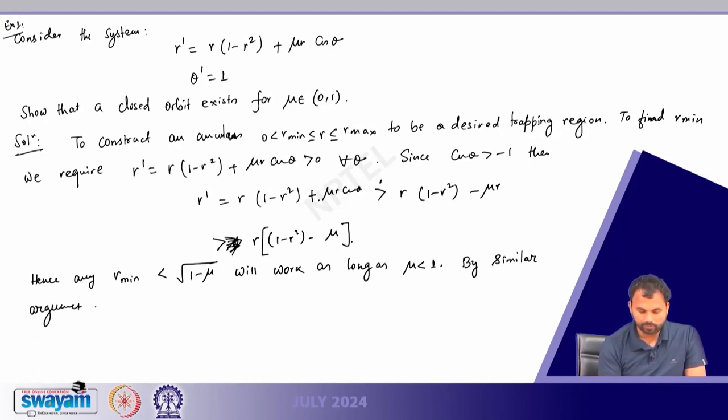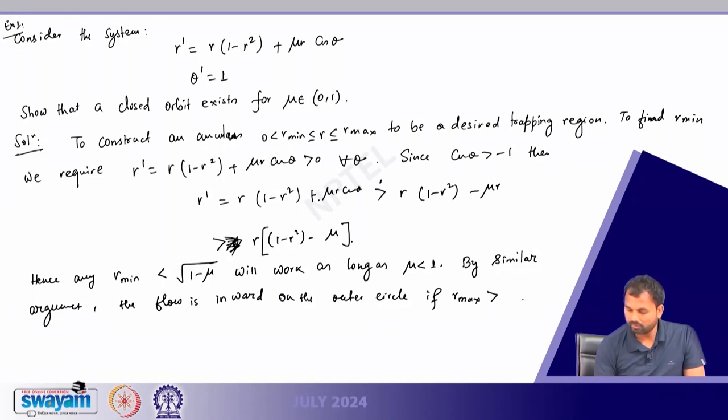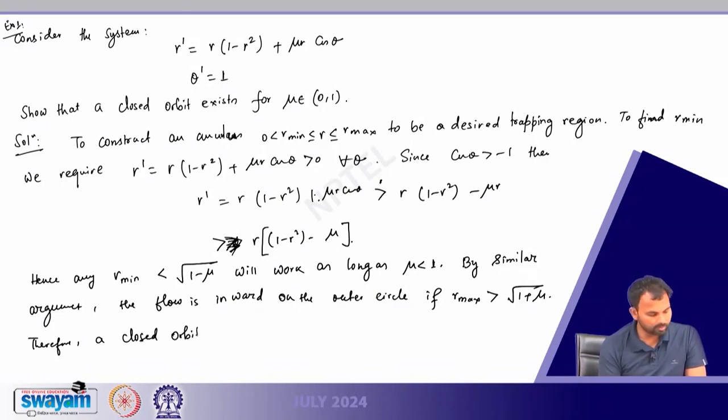By similar argument the flow is inward on the outer circle if the maximum value of R is greater than square root of 1 plus mu. So, therefore, a closed orbit exists for all mu less than 1.